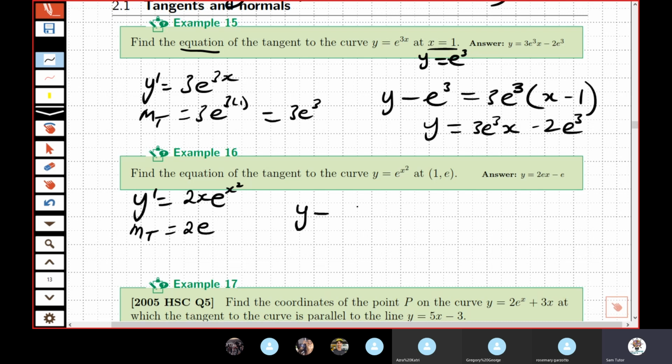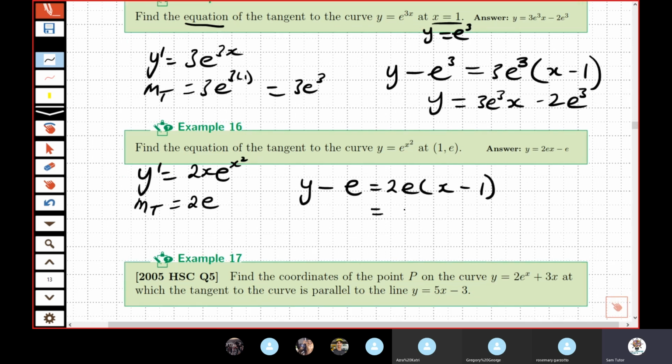And then y minus y1 equals m(x minus x1). And then bring it all to one side. That's negative 2e plus e becomes negative e. Oh, negative. So tempting to write e^x. It's 2ex, not e to the x, minus e. Any questions?